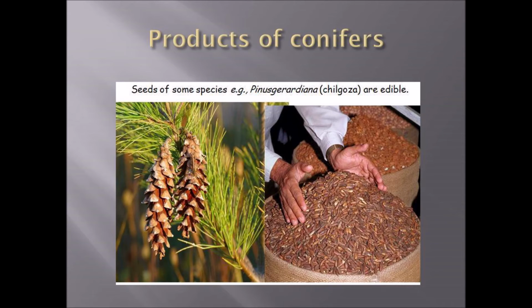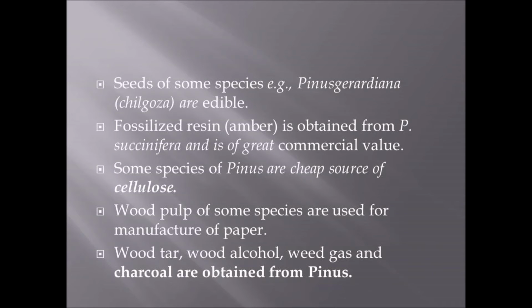The next topic is products of conifers. From conifer plants, that is the trees, what are the products that can be obtained? As you can see in this slide, the seeds of some species, for example Pinus gerardiana, whose common name is chilgoza, are edible. You can see that from the plant they are taking seeds and they are edible. The seeds of Pinus gerardiana are called chilgoza.